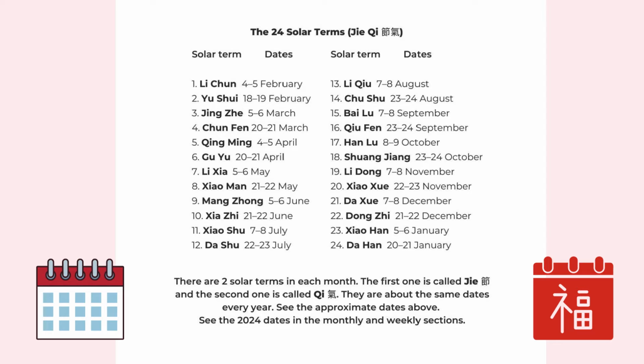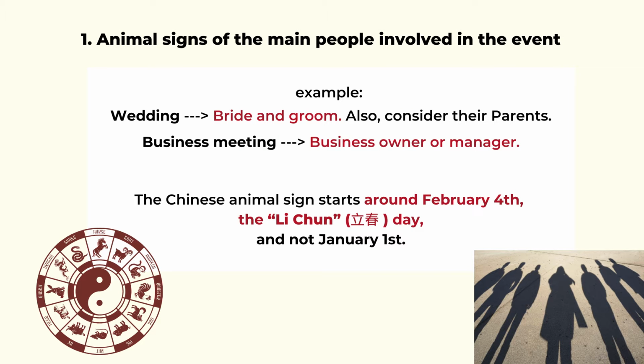And the starting of the year is actually the Li Chun day. That's usually on February 4th, sometimes on the 3rd or 5th of every year. So instead of January 1st or lunar January 1st, February 4th is the start of a new animal sign. So if your birthday is in January, you belong to the previous year's animal sign. This can get confused easily. The animal sign is the basis of the date selection.